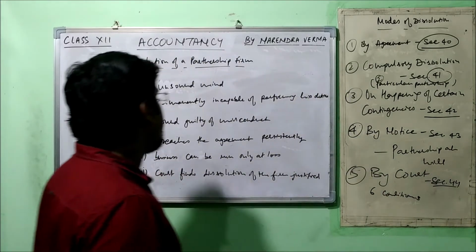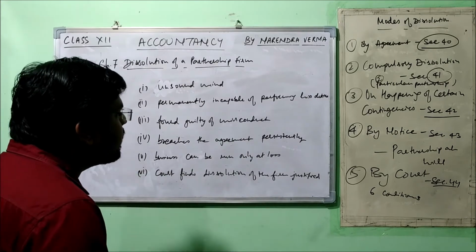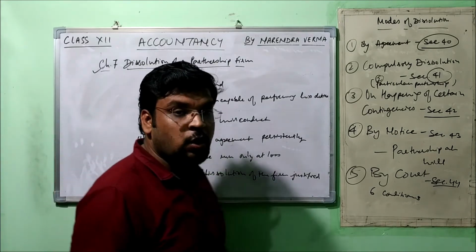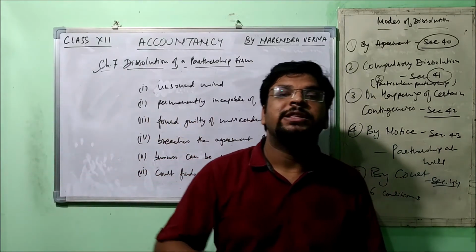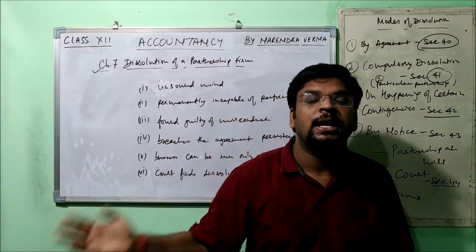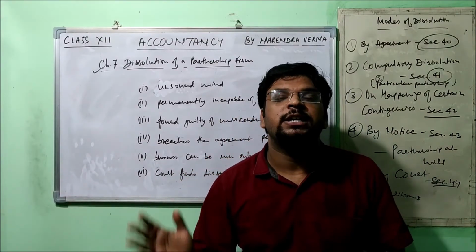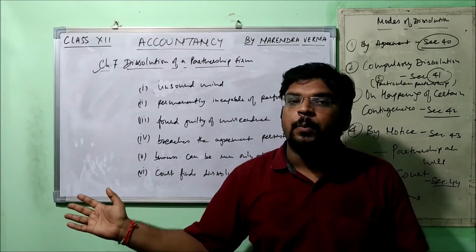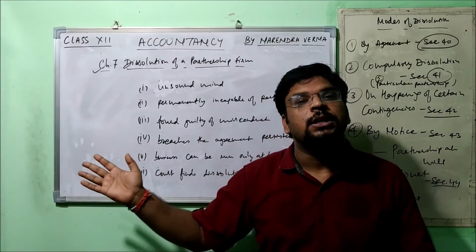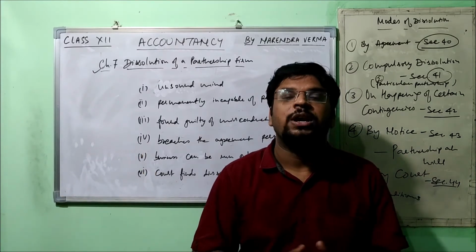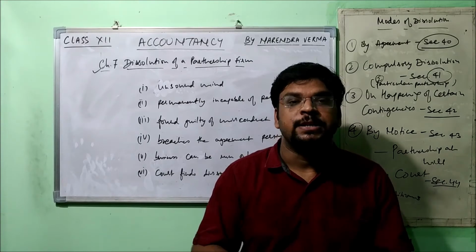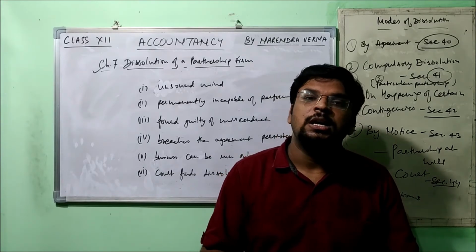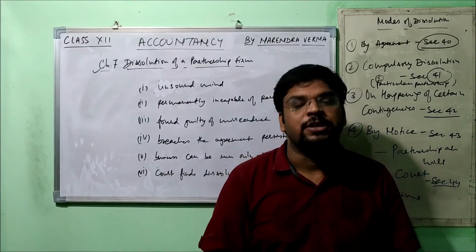Okay, another, breaches the agreement persistently. It is also possible, say for example, there are 3 partners X, Y, Z, and Z is constantly breaking all the points mentioned in the partnership deed. Whatever was agreed among all these 3, he is again violating everything.